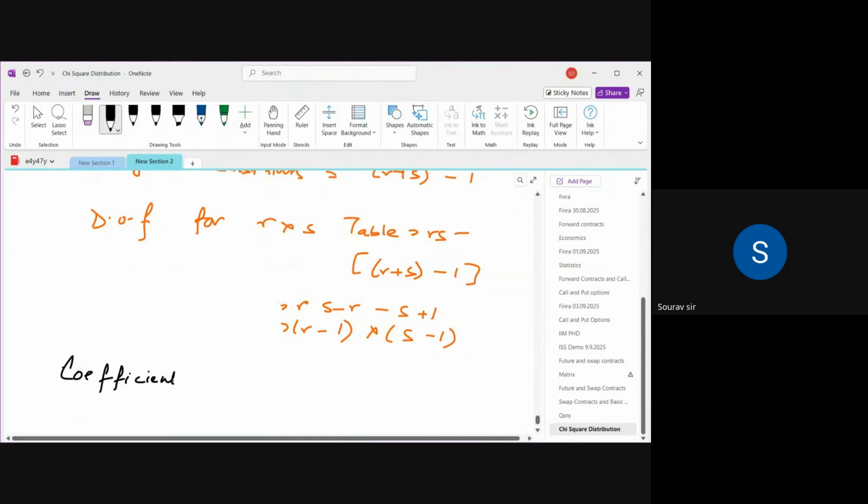Next, the coefficient of mean square contingency.